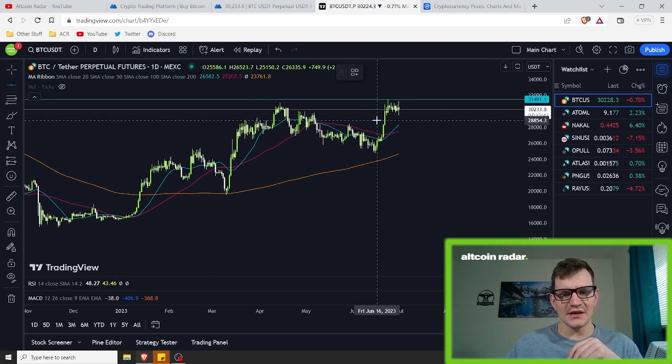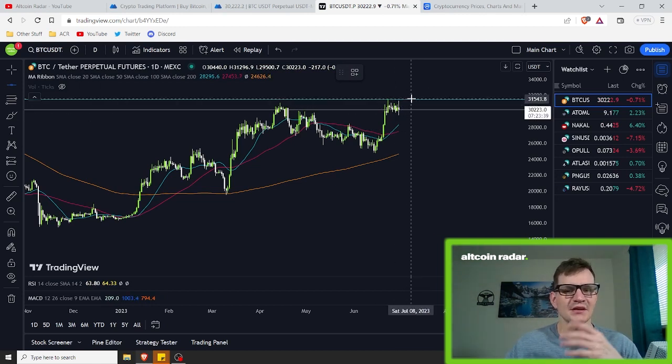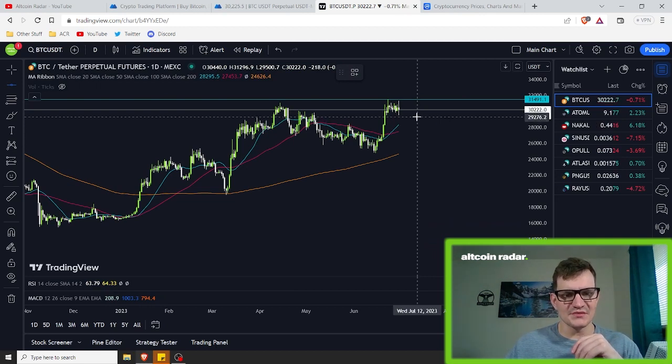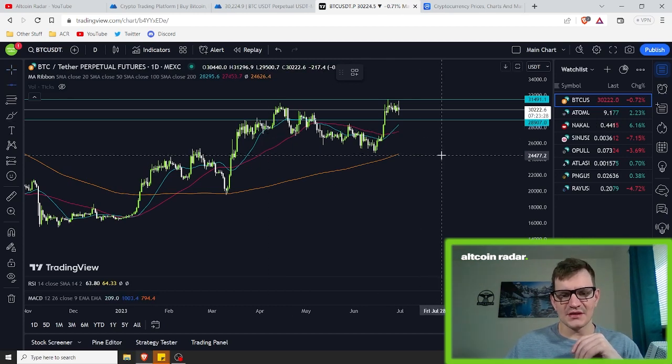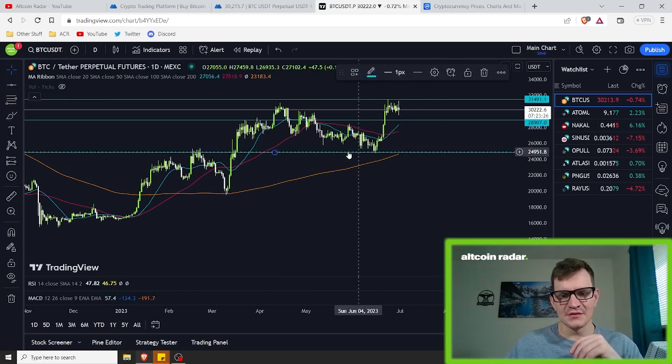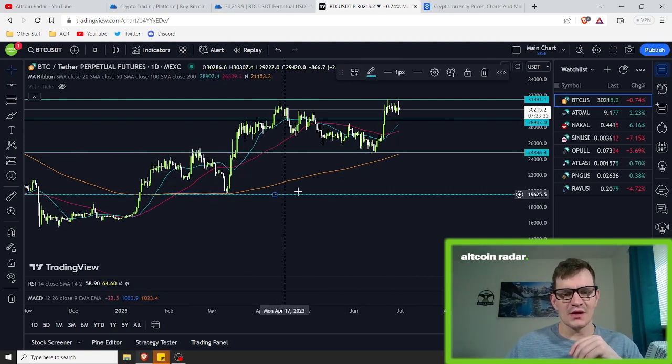Let's see here, we've got another one. That's current resistance up there clearly. And then we've got more resistance right around, probably right in this area. And we've got support, obviously clearly right down here. And we've got another major support right down here as well.